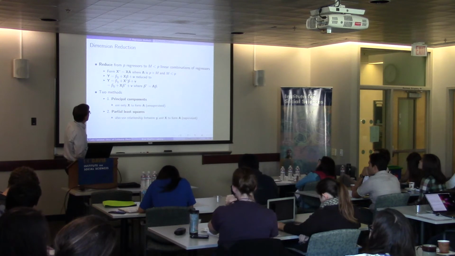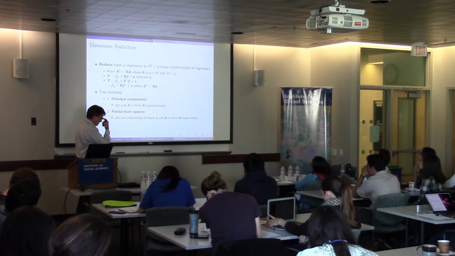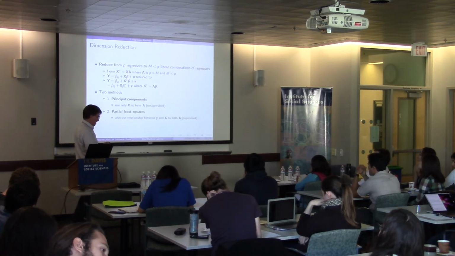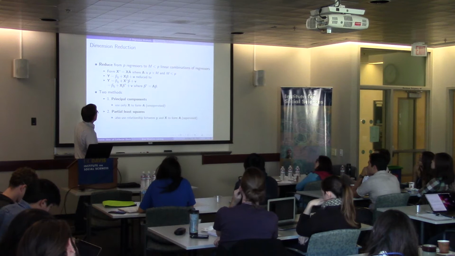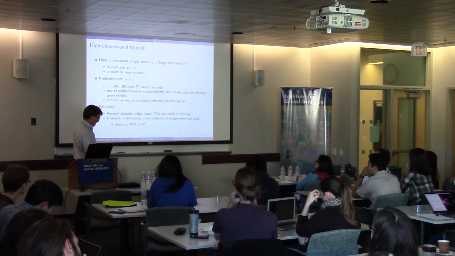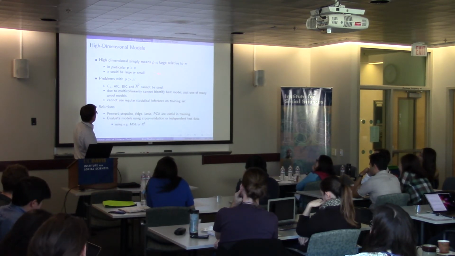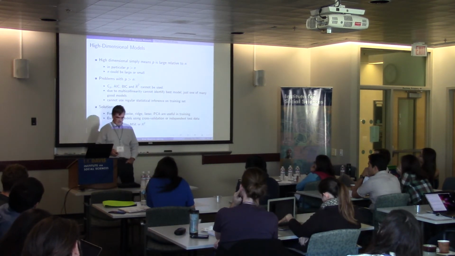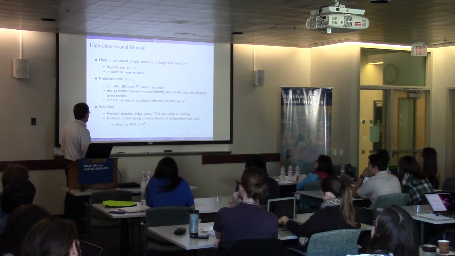So dimension reduction, like I said, it's just going from tons of x's to a smaller number of linear combinations of x's, so principal components, factor analysis. High-dimensional models. What that means is that P is large relative to N. In that case, there can be some problems, as some of the methods require that we have more observations than parameters, but there are some solutions.